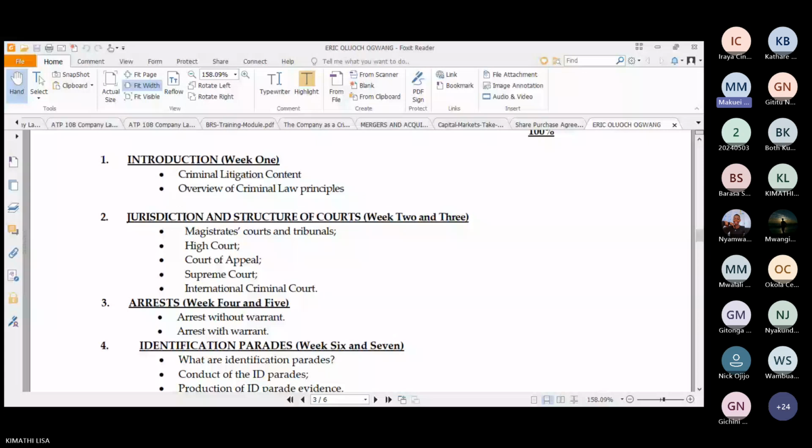More importantly, let us talk about jurisdiction and structure of the courts. This is something that is straightforward, okay? Maybe someone can give us that structure. I know it is on the screen. For example, can someone tell us what is the jurisdiction of the magistrate court? What are some of the matters that we hear at the magistrate court? Anyone?